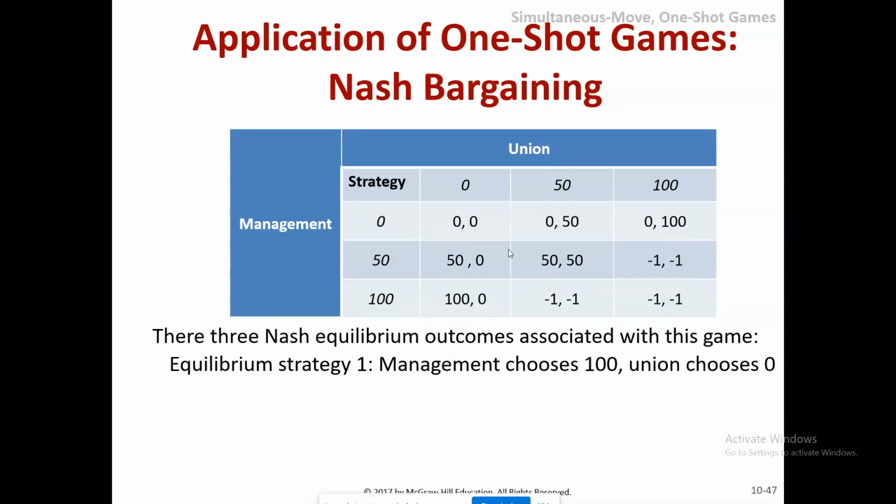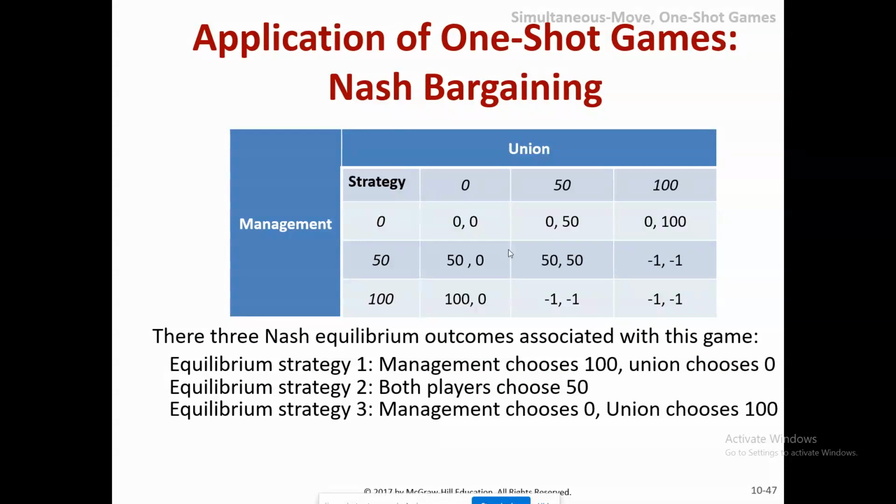There are three Nash equilibrium outcomes associated with this game. The first one is management choose 100 and union choose 0. And the second one is both choose 50. And third one is management chooses 0 and union chooses 100. So this diagonal represents three Nash equilibrium. Nobody has incentive to deviate from here. You can prove the other ones are not at Nash equilibrium.